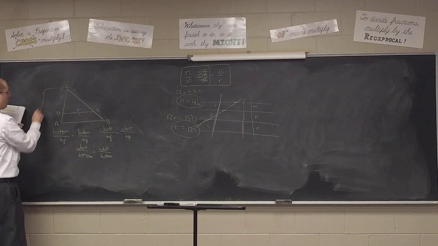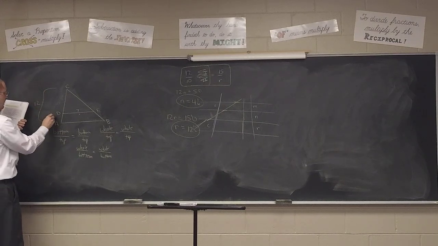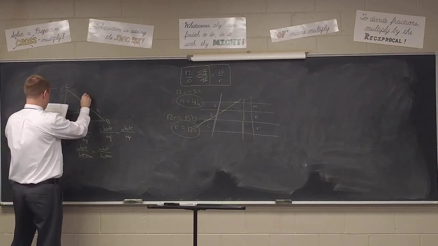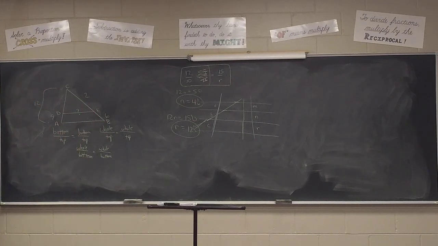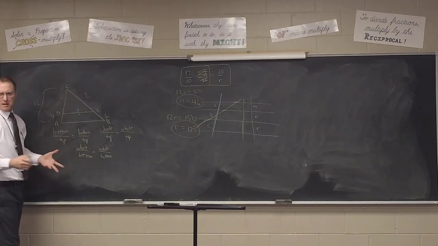All right, AC, the whole thing, is 12. AD is 9. EC is 2. And BE is 6. Problem is I don't have matching stuff, do I? Here I've got a whole and a bottom. Here I've got a bottom and a top. I can't put that together.